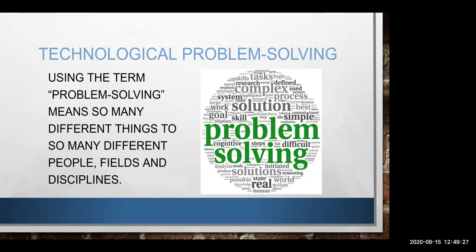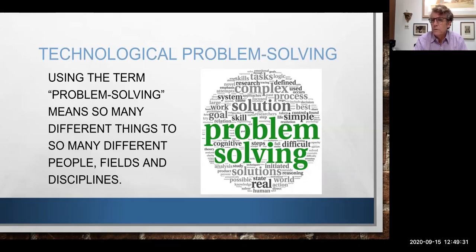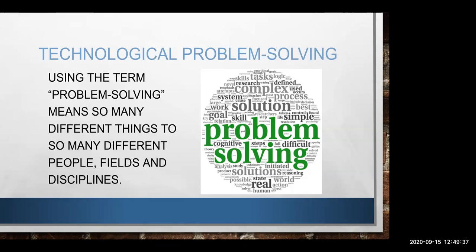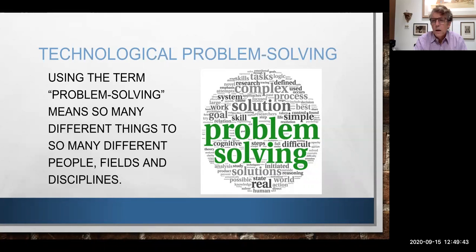Trying to find a solution. Okay, what is the result of problem solving? A solution to your problem or like a compromise, maybe? Okay, we'll see as this goes on.